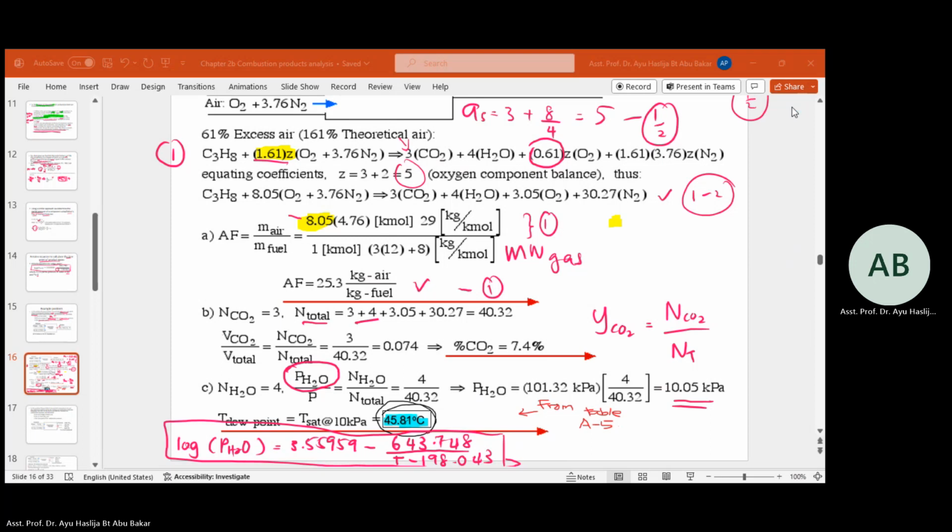Okay, dalam table ni pressure dia you see is in MPa. MPa kan. The pH2O tadi dapat dalam unit apa? kPa. Right, so equivalent to berapa MPa? 0.01.